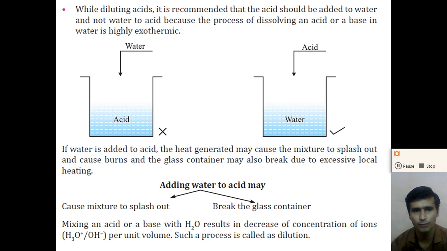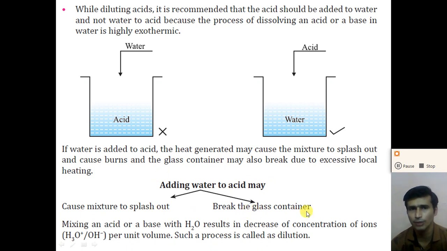Now if water is added to the acid, the heat generated may cause the mixture to splash out and cause burns, and the glass container may also break due to the excessive heating, right? So when we add water to the acid, the mixing of the water and the acid is highly exothermic and heat will be produced, and due to this the glass container may break and the mixture may splash out, right?